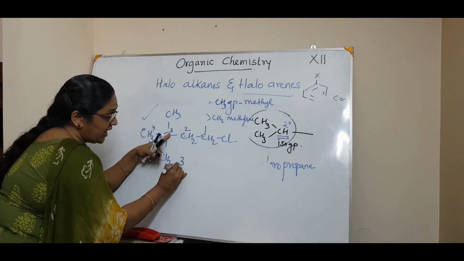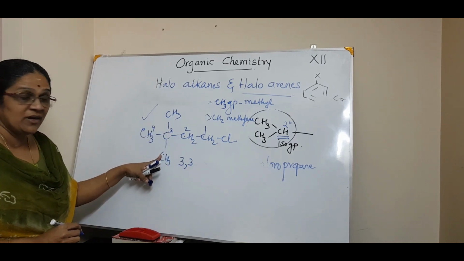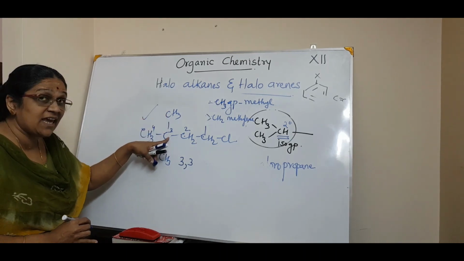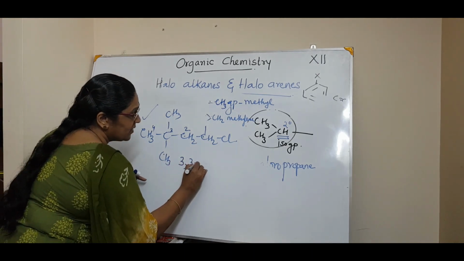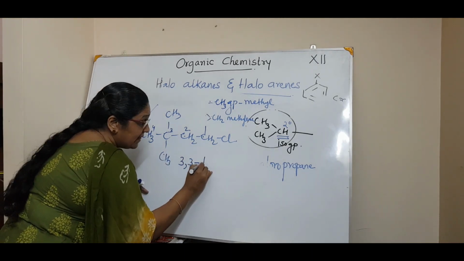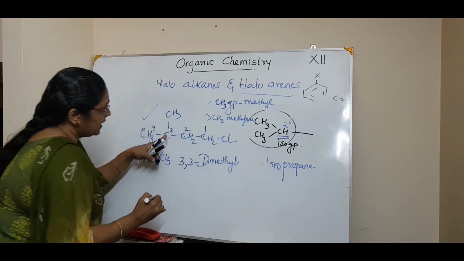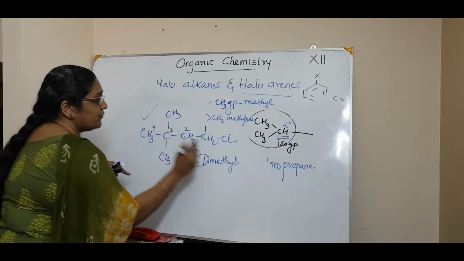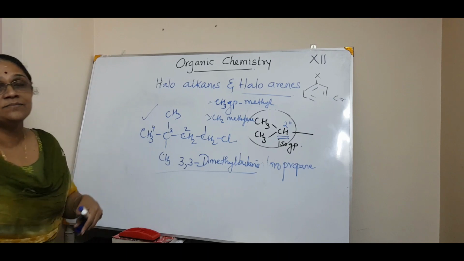3, comma 3. Why did I put 3 comma 3? Because the two CH3 groups are linked to the same third carbon atom. Okay, so 3,3-dimethyl. The first letter must be capital, that is dimethyl. Then how many carbon atoms in the longest chain? 1, 2, 3 and 4. Dimethylbutane.